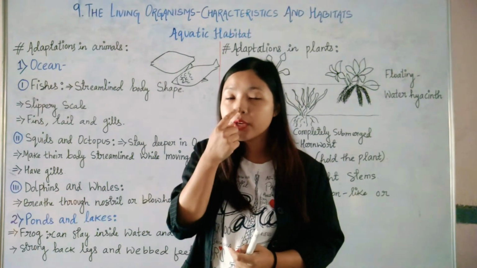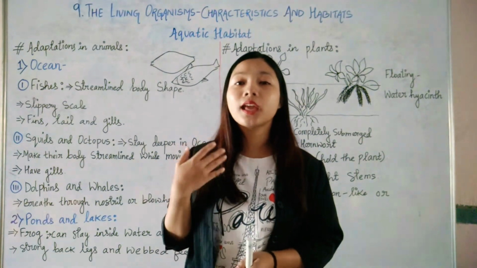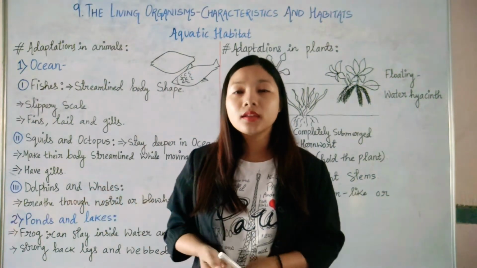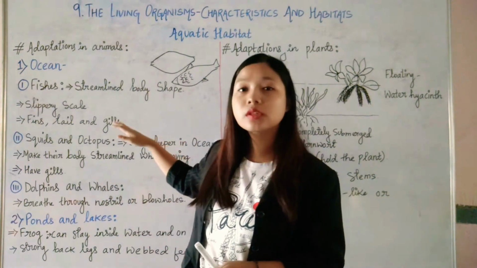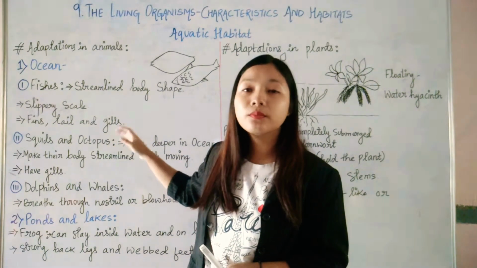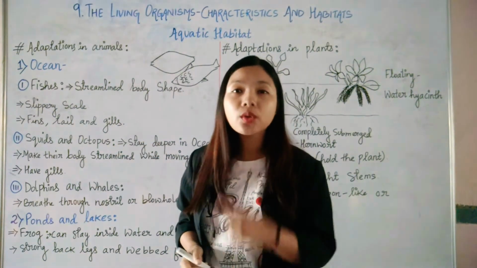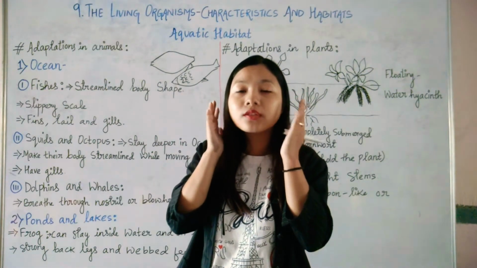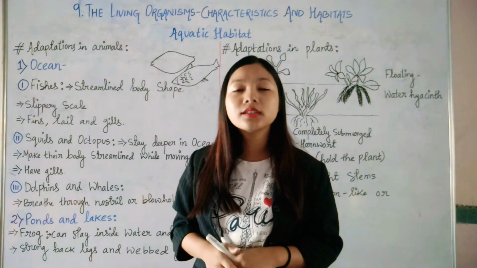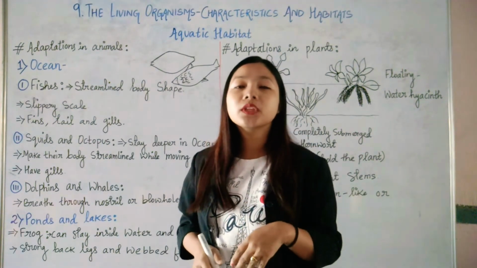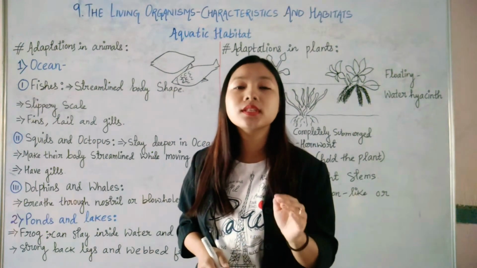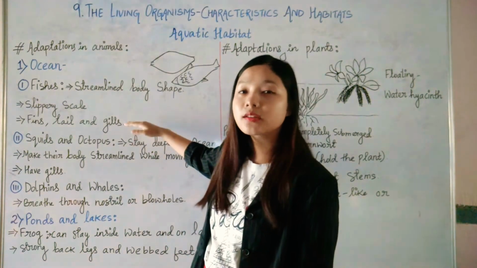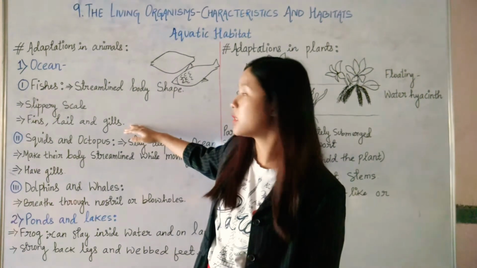We breathe through our nose and nostrils. We inhale the oxygen present around us in the air, and fishes also require oxygen like us, but they don't have a nose like us. They have gills on both sides of their head, and through these gills they inhale the dissolved oxygen present in the water. So these are some of the adaptations generally seen in the fishes.